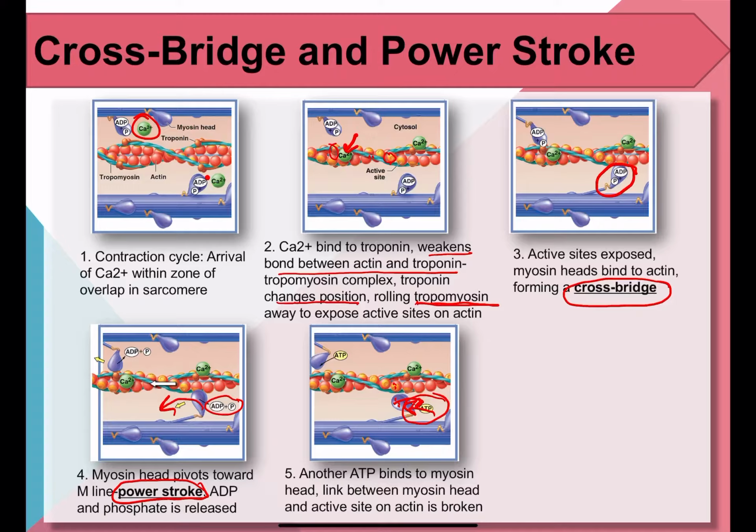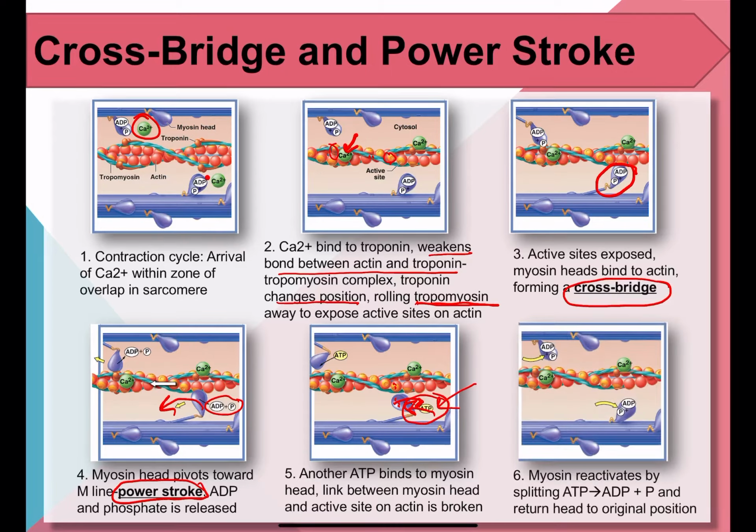to form the cross bridge between myosin and actin, and it is also not necessary for the power stroke to happen. The only place within cross bridge and this whole thing where ATP is needed is to release the myosin head and return it to its original position. That's the only spot where ATP is hydrolyzed, for that release of the myosin head from the actin and swinging back to its original position.